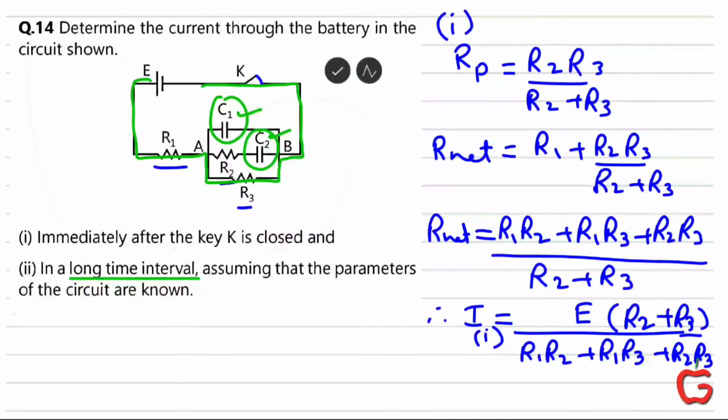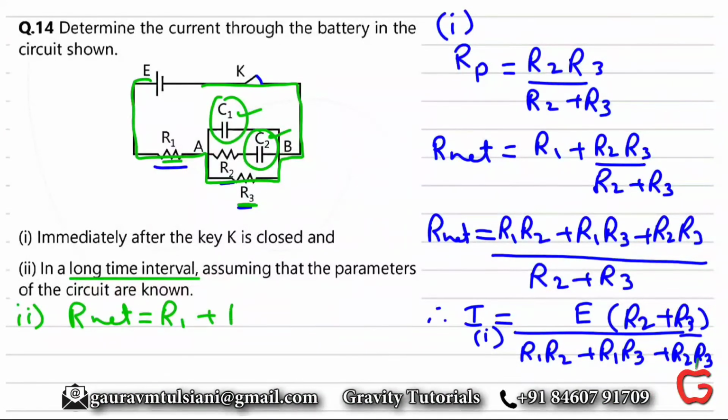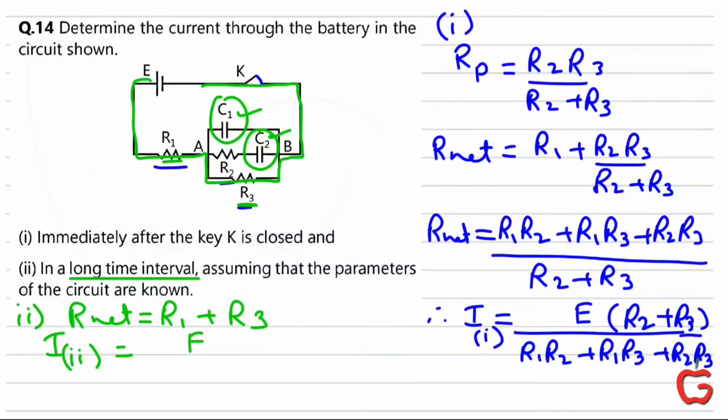So in that case, in case 2, the net resistance would only be that of R3 and R1. And since the same current will flow through both of them, the net resistance would be the series resistance. So the current in case 2 would be voltage by the net resistance. So after a long time, this is going to be the current.